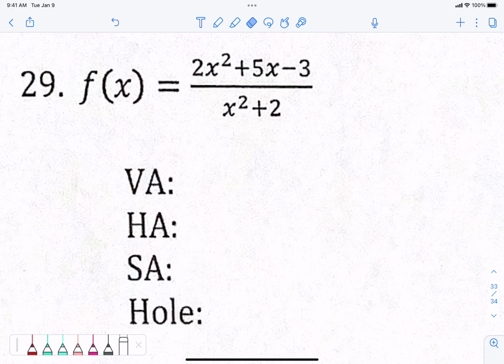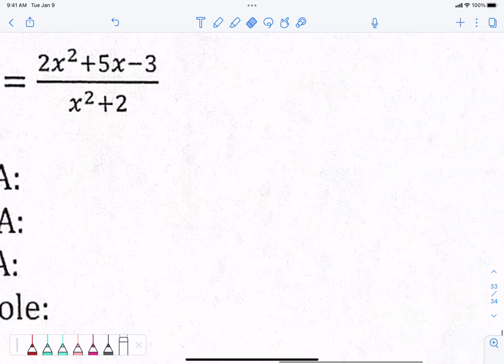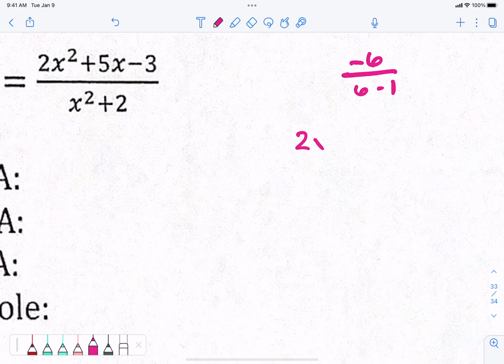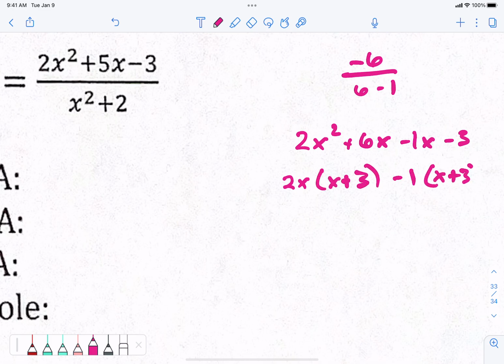All right, 2x squared plus 5x minus 3. I think that's a complex trinomial. Does he break down? Don't write this down, I'm going to do this off to the side. Negative 6. Yes, 6 and negative 1. 2x squared plus 6x minus 1x minus 3. Let's see if it works. 2x(x plus 3) negative 1(x plus 3). So it's 2x minus 1 and x plus 3.